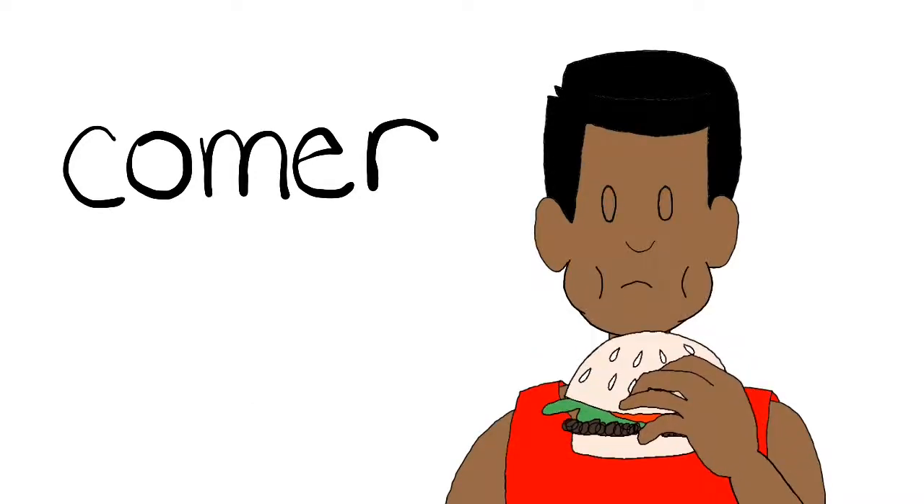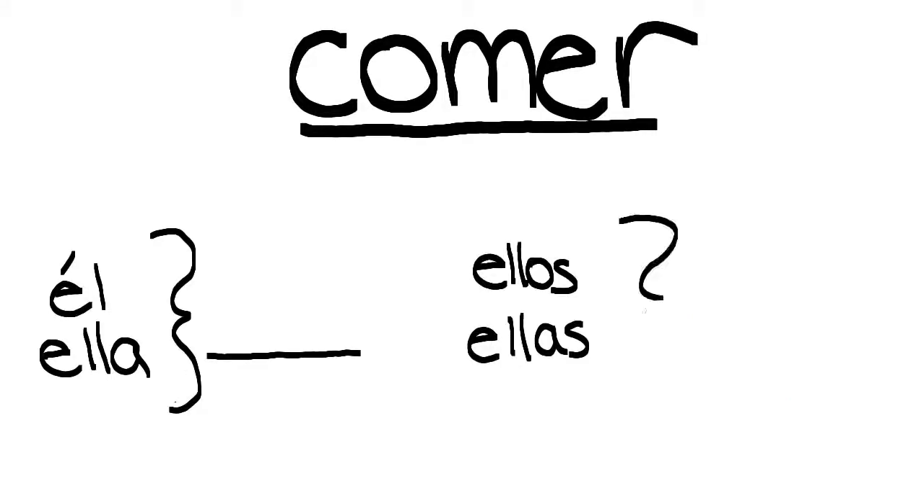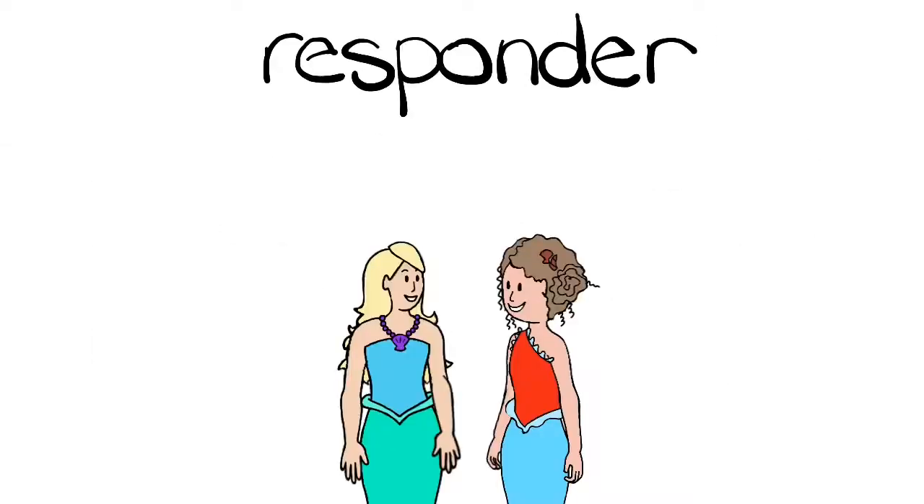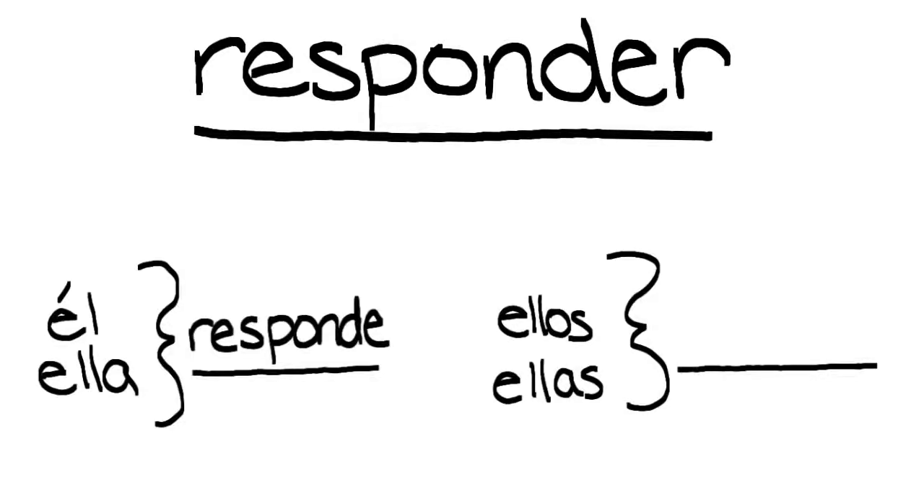Comer. How should we conjugate the verb comer? Él come. Ella come. Ellos comen. Ellas comen. Responder. Hola Liliana. Hola Elisa. How do you think we should conjugate the verb responder? Él responde. Ella responde. Ellos responden. Ellas responden.